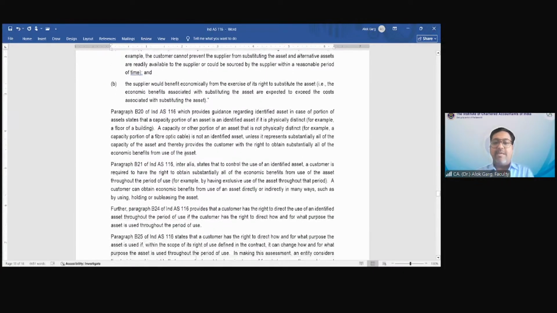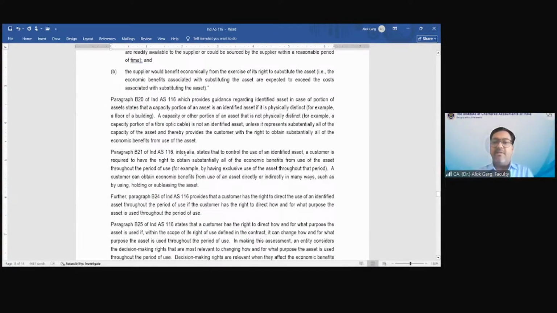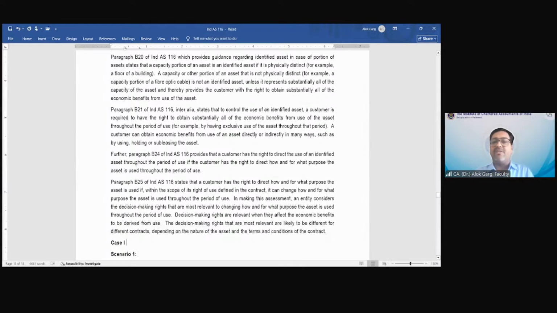Okay. So paragraph B21 says that for control of the use of the identified asset, a customer is required to have the right to obtain all the economic benefit from the use of the asset throughout the period of use. A customer can obtain economic benefit from the use in many ways, such as by using, holding, or subleasing the asset. Paragraph B24 says that a customer has a right to direct the use of an identified asset throughout the period of use if the customer has a right to direct how and for what purpose the asset is used throughout the period of use.